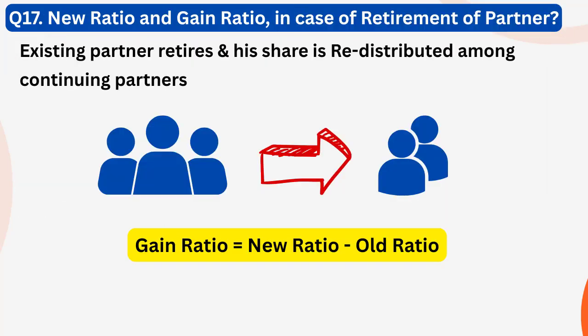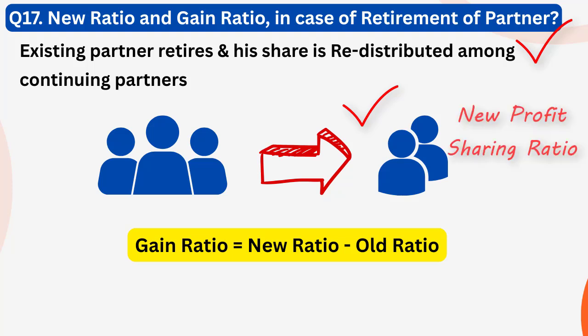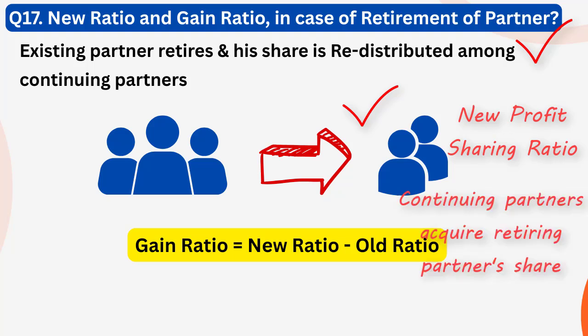Question number 17. What do you mean by new ratio and gain ratio in case of retirement of a partner? Now see, an existing partner may take an exit and cease to be in the business with the existing partners. In this case, the continuing partners would share the future profits and losses in a new ratio, and this new ratio is known as the new profit sharing ratio. Easy? Now, what would also happen here is that the continuing partners would acquire the retiring partner's share also in a certain ratio. Since this is a gain, this is called the gain ratio.